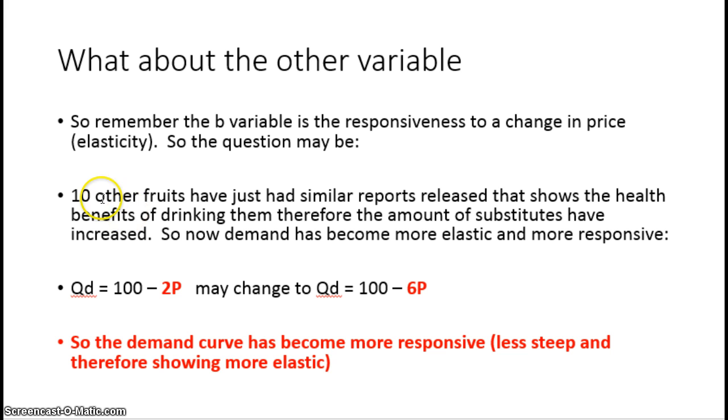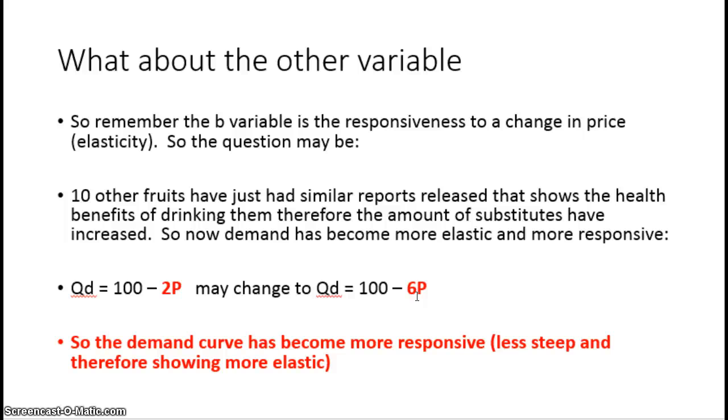For example, there are 10 other fruits that have exactly the same benefits, so therefore there are more substitutes now. If you want to prolong your life, there are lots of fruits that will do that, so demand will become more responsive, more elastic in price. So that B variable increases from 2 to 6. Again, if you get that in your exam, it should be dead easy.